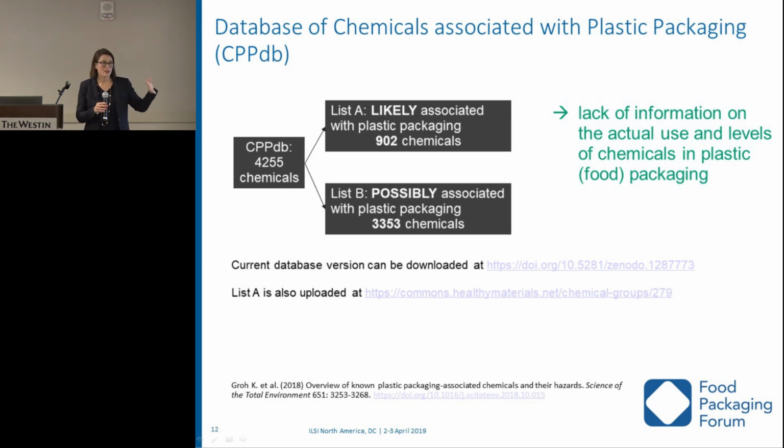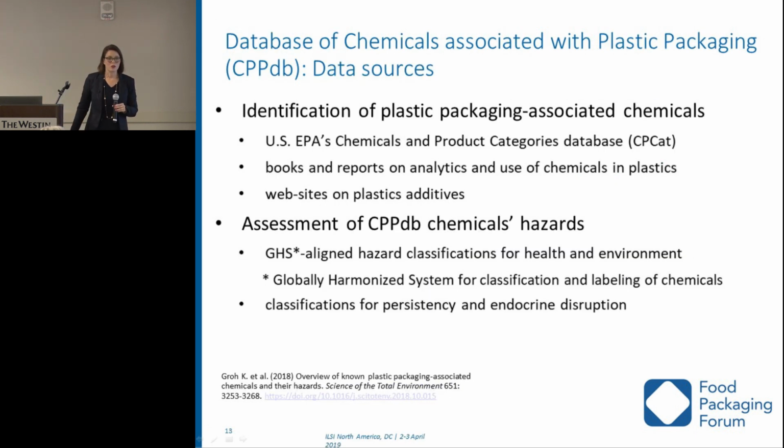And to make it a bit easier, we then split that database into two lists. List A are those where we have pretty good evidence that they're used in plastic packaging. List B is possibly.